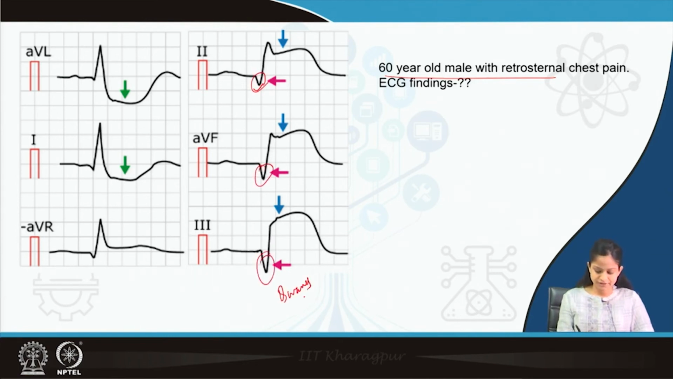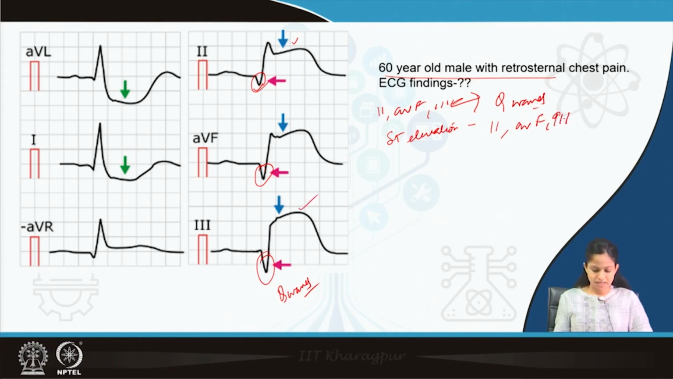These are nothing but the Q waves we get to see in case of lead 2, AVF and lead 3. Here we see Q waves. Second, we see ST segment elevation. ST segment elevation we also see in case of lead 2, AVF, and of course, lead 3. We also see ST segment depression in case of AVL and I.